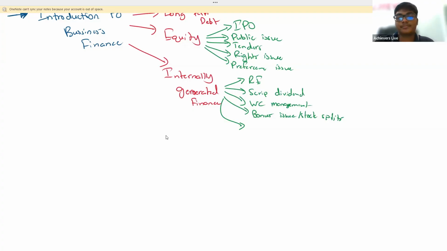What is the next one? What is the next one, guys? Internally generated finance. What am I missing? Yes, the dividend policy. Changing the dividend policy. So under changing the dividend policy, few other extra factors to consider.